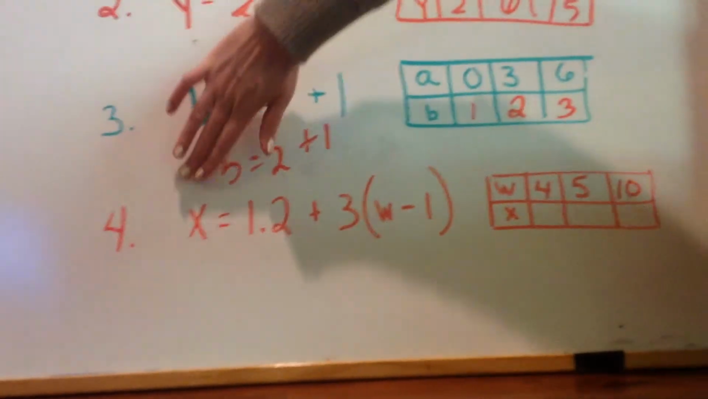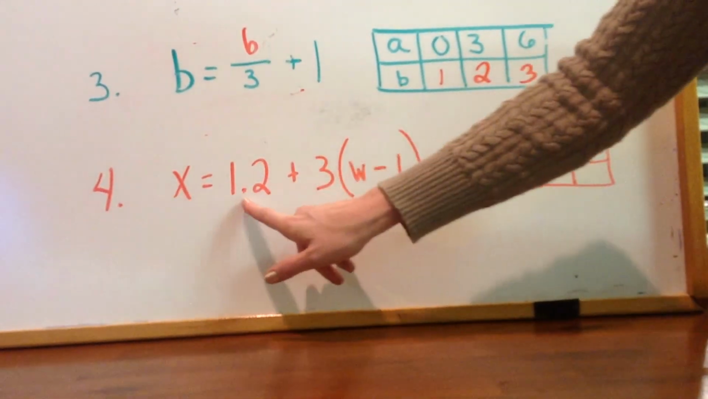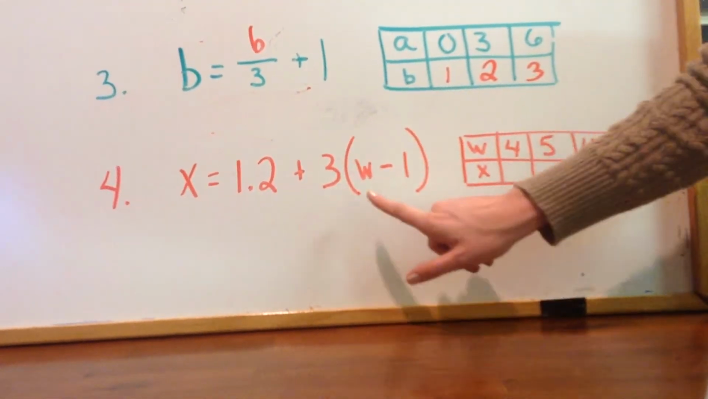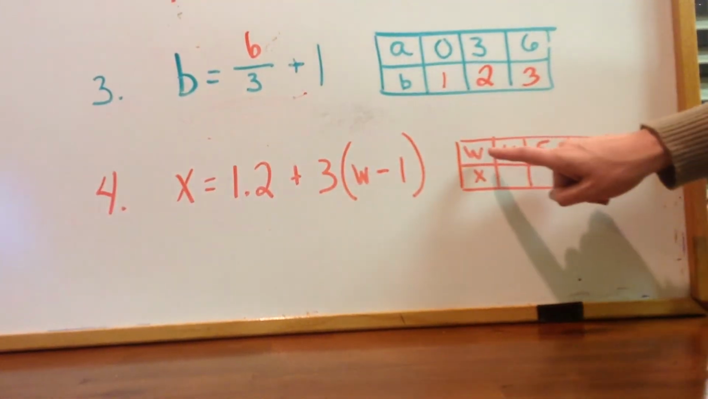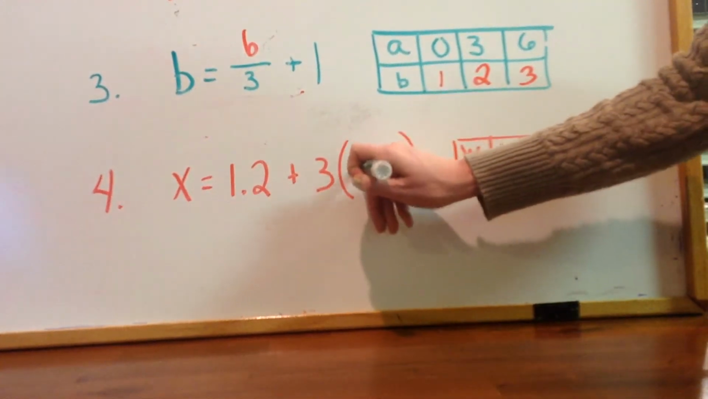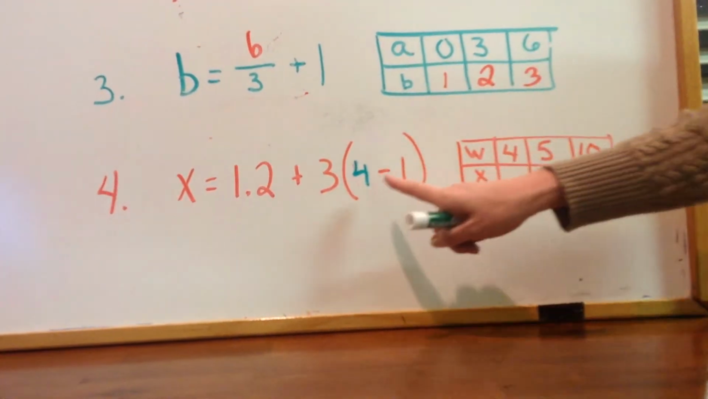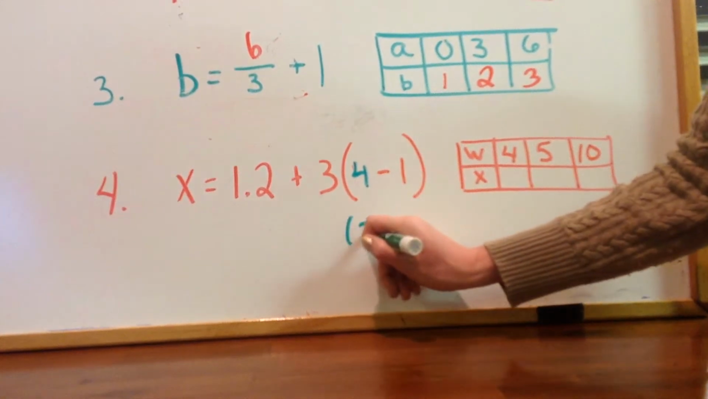The last type here looks pretty complicated. X plus 1 and 2/10 plus 3 multiplying a w minus 1. But all you need to do is follow the order of operations. So first I'm going to replace my w with 4. Now according to the order of operations, first we do the parentheses. So what is 4 minus 1? 4 minus 1 is a 3.